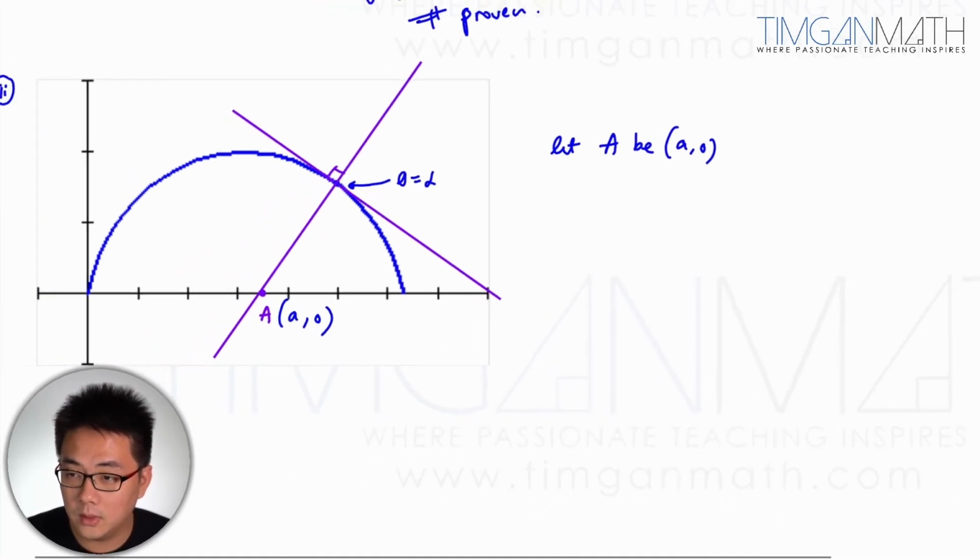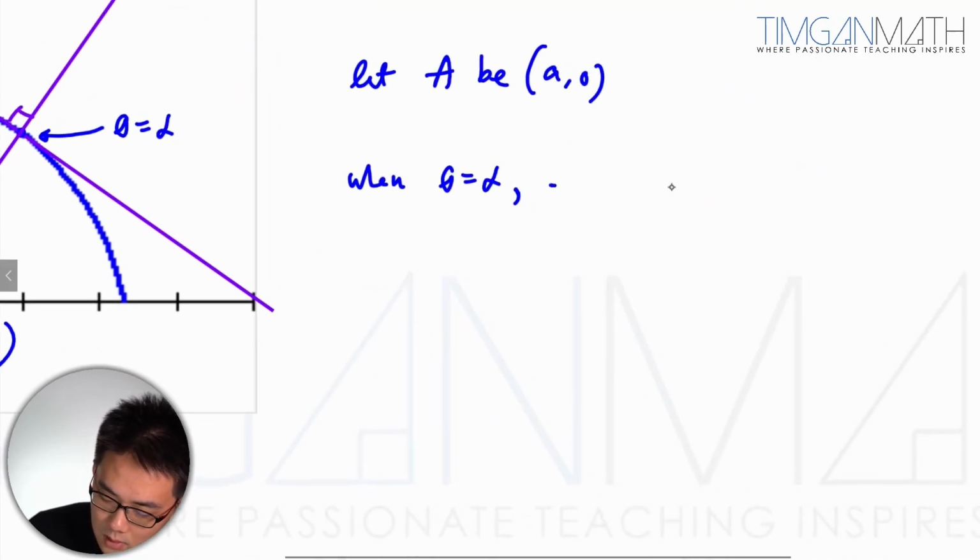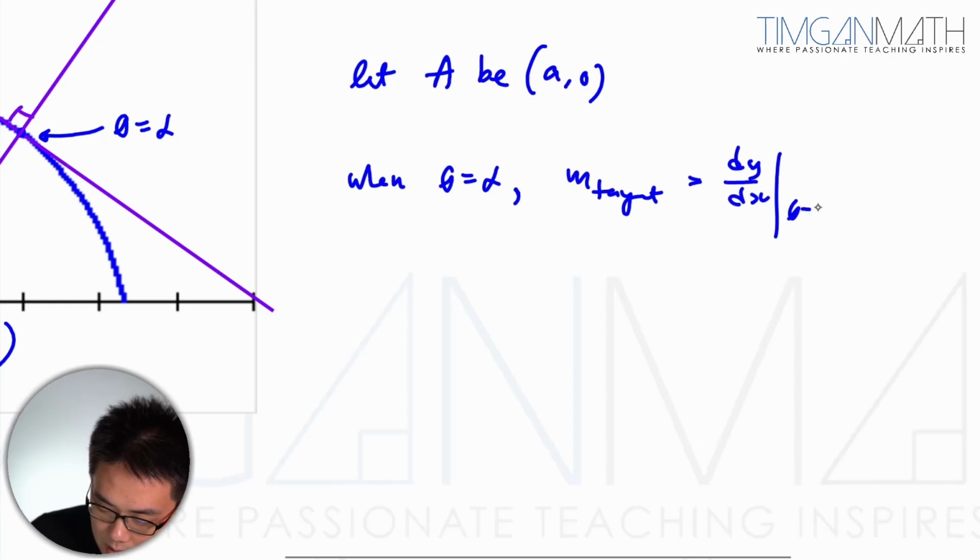Alright, so let's see. When theta equals alpha, we know that dy/dx is actually cot theta. So, or rather, m tangent is equal to dy/dx when theta is equal to alpha, which is actually cot alpha.